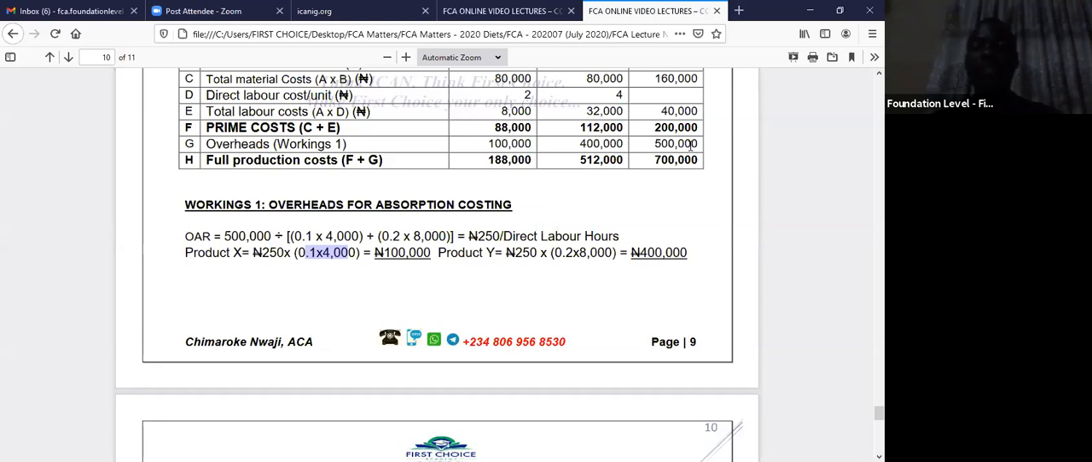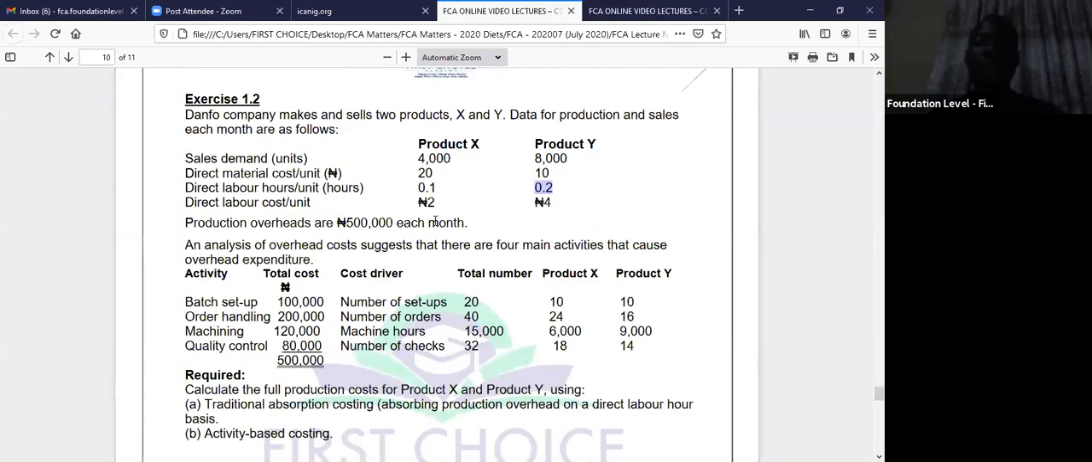We have 500 plus 200, gives you 700. So of course, this full cost here means 88,000 plus 100 will give you 188. 112 plus 400 gives you 512. And that's how you get the total cost of your product. If you have more questions about that, please ask me in the group chat.